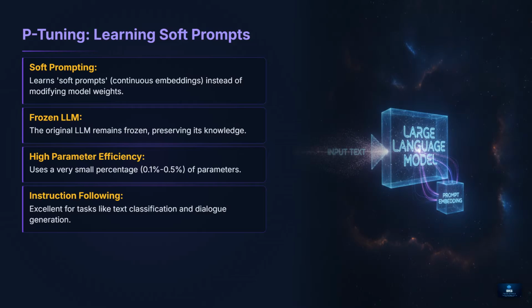Next up, we have P-Tuning, which stands for prompt tuning. Instead of changing the model's actual weights, P-Tuning cleverly learns a small set of soft prompts, essentially continuous embeddings that act like instructions. The main LLM stays frozen, which is great for retaining its base knowledge. This method is incredibly parameter efficient, often using even less than LoRA. It works particularly well for instruction-based tasks, guiding the model effectively.